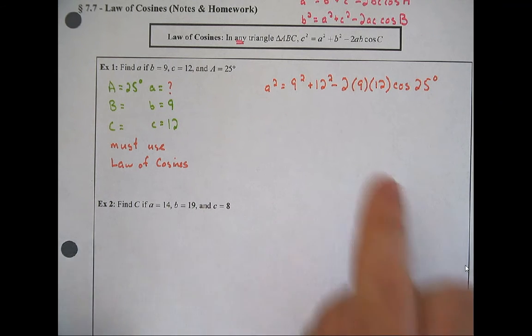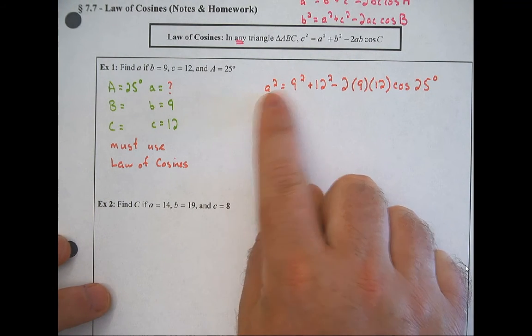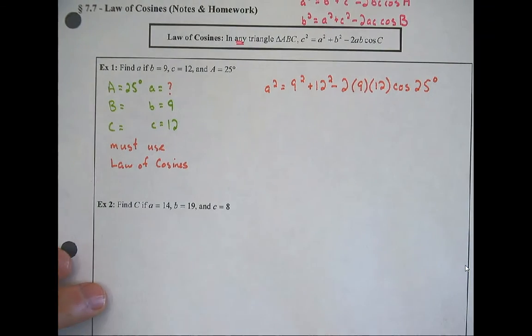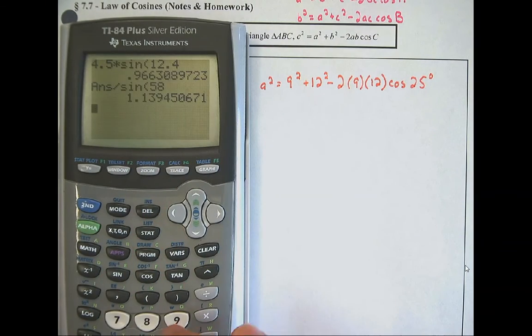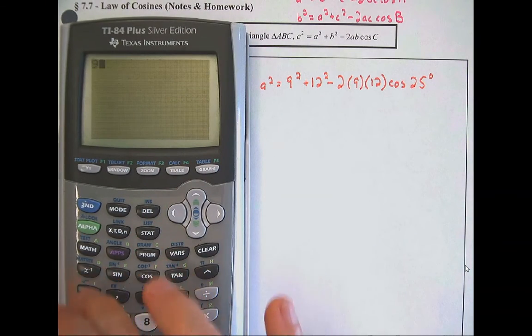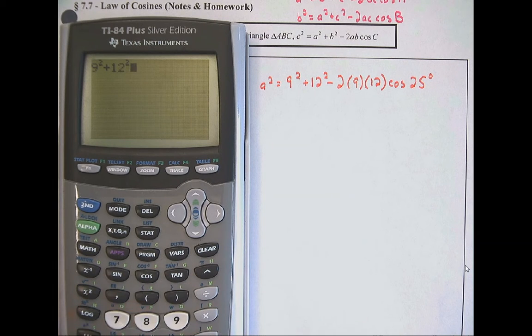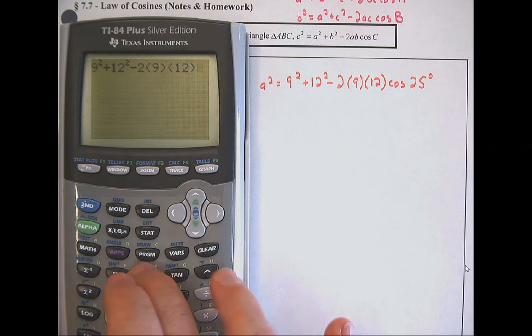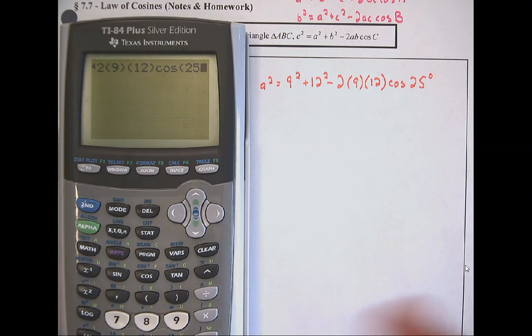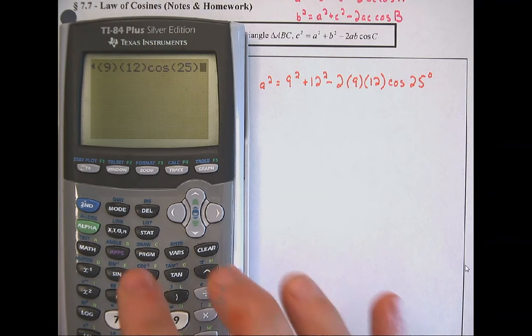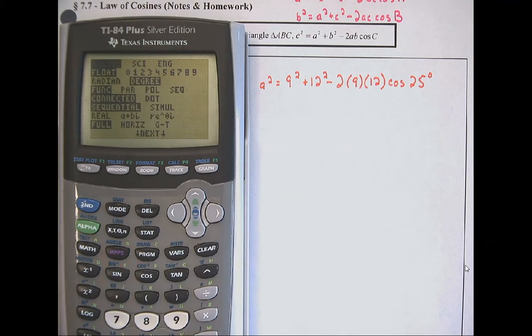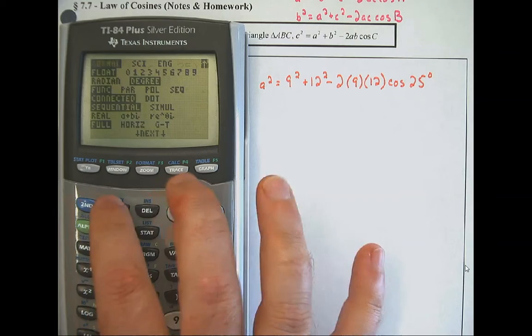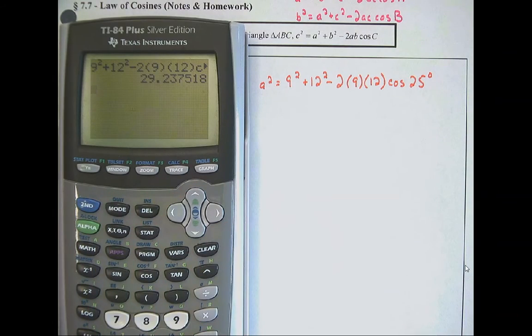So this is just a matter of getting little a by itself. So I'm going to compute this all, figure out what that is. Clear. 9 squared plus 12 squared. Subtract 2 times 9 times 12 times cosine of 25 degrees. That's a reminder before I hit enter. I'm going to check my mode. And I'm in degree mode, so that's good. I can quit back out. Now I can hit enter.